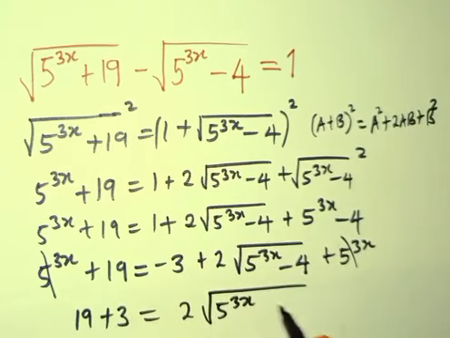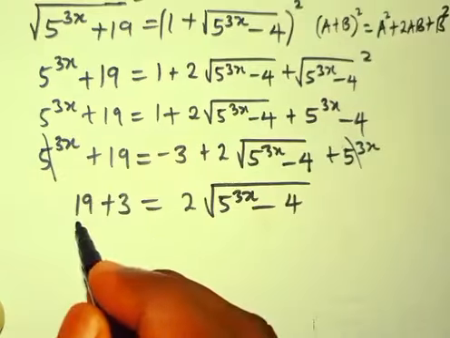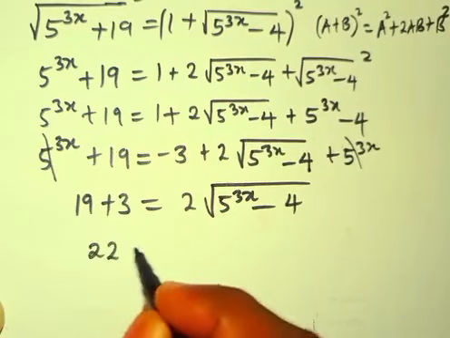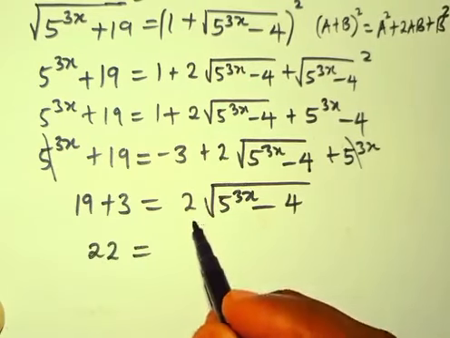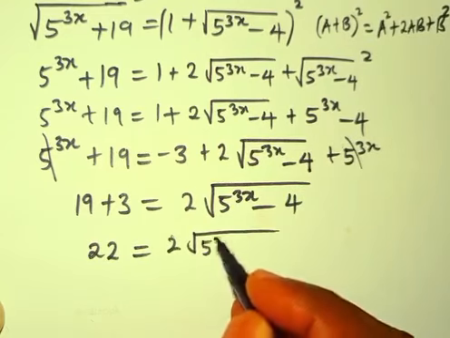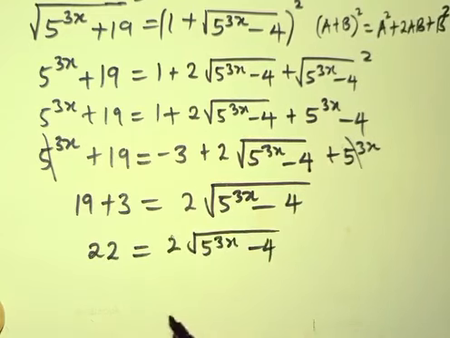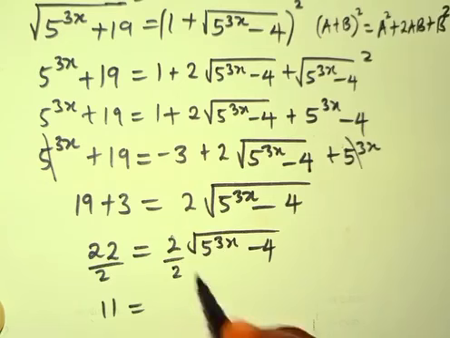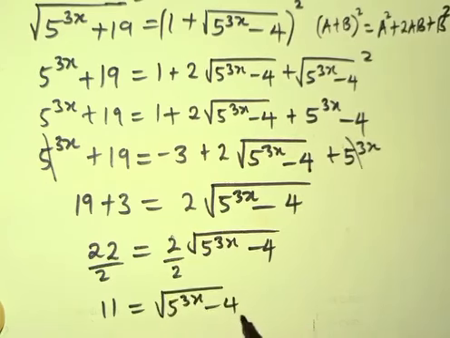Equals 2 square root of 5 to the power 3x minus 4. So now from there, 19 plus 3, I'm going to be having 22 equals 2 times the square root of 5 to the power 3x minus 4. Next thing is that we divide through by 2. This will give me 11 equals the square root of 5 to the power 3x minus 4.